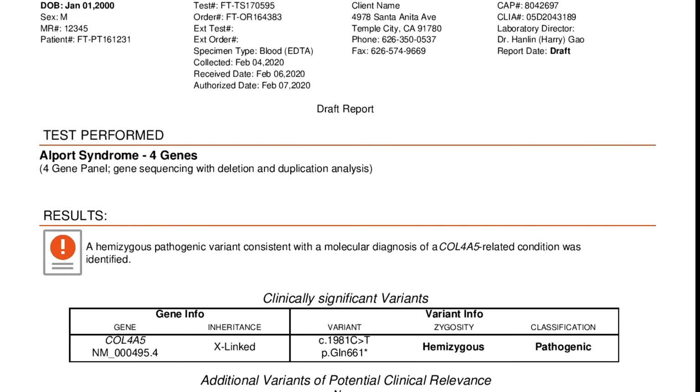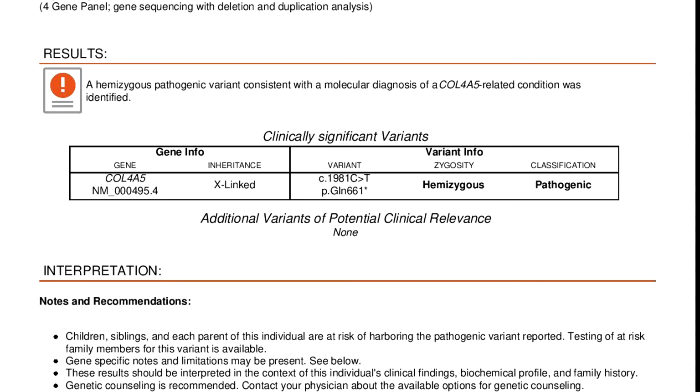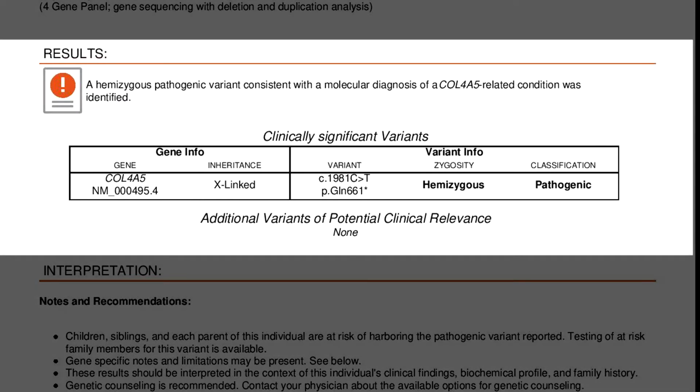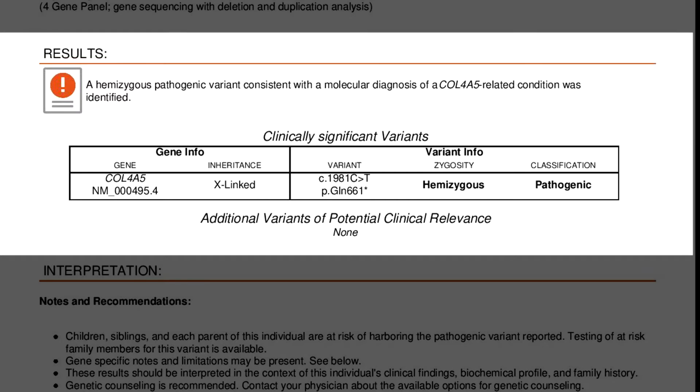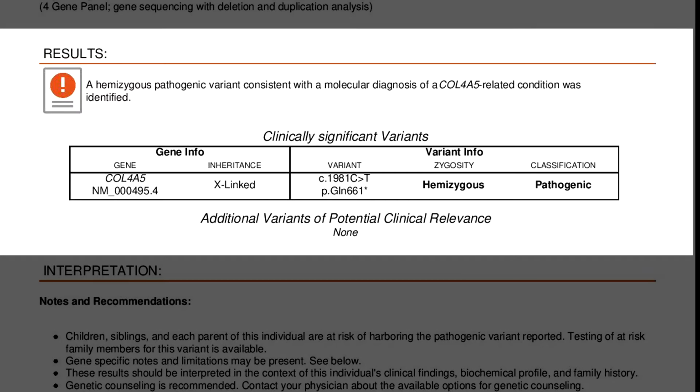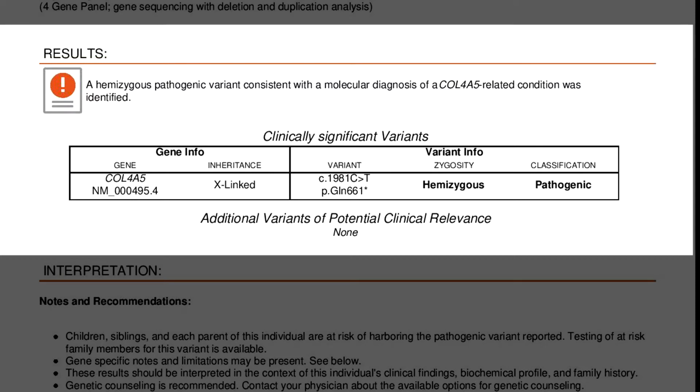This section is designed to convey the overall results of the test. In this example, we include a little graphic of a clipboard with an exclamation mark to indicate that a clinically significant finding is present. We then state the result in plain English. In this case, a hemizygous pathogenic variant consistent with a molecular diagnosis of a COL4A5-related condition was identified.